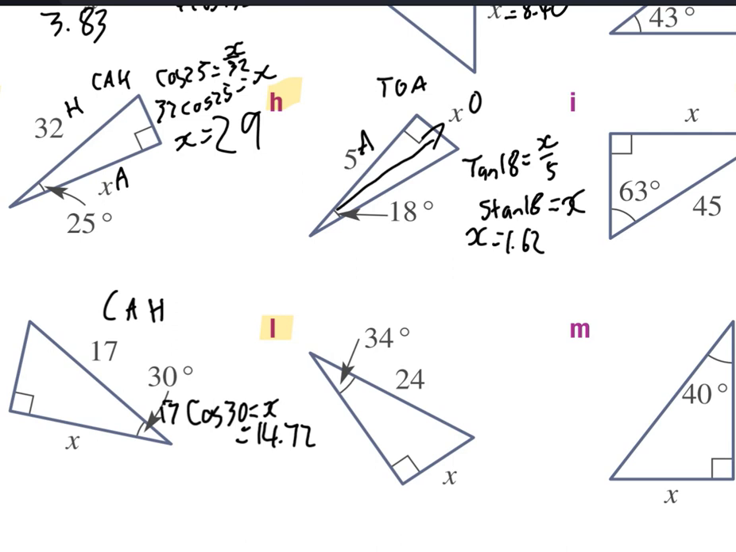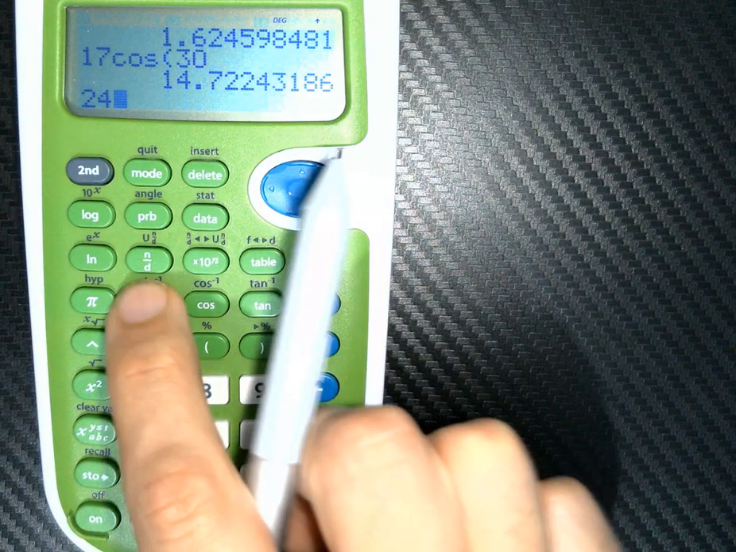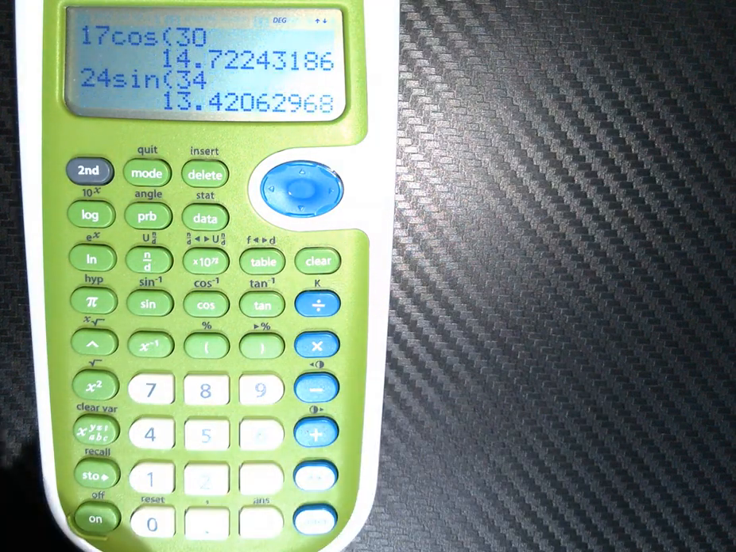I'll do the next one a little bit fuller just to show you how I ended up doing that. Because this one is going to be opposite and hypotenuse, it's going to be sine. So sine 34 equals x on 24, and that means that 24 ends up going around the front. So 24 sine 34 equals x, which is 13.42.